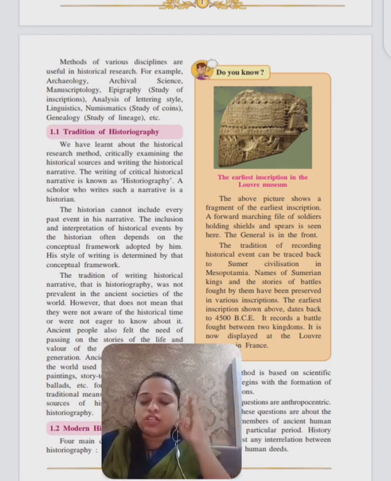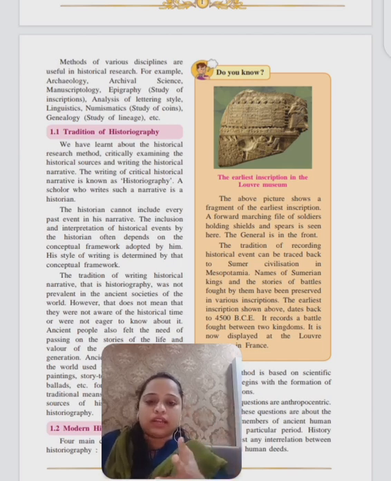Deep knowledge is required to be a historian. When we talk about science, a lot of scientists are there. Anybody cannot be a scientist. Deep knowledge of the science is required. They are the researchers. Yes, same when we talk about history. Deep knowledge in history is required.